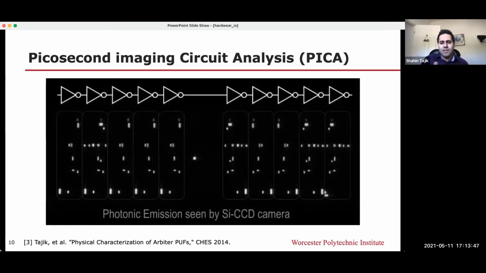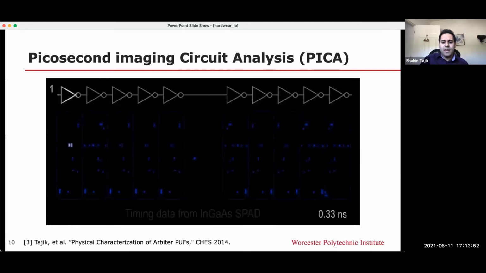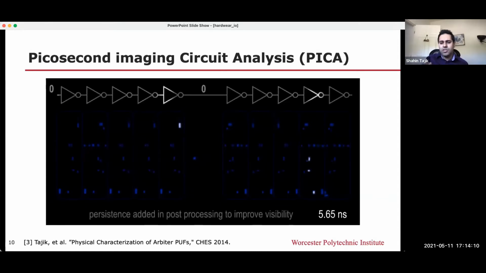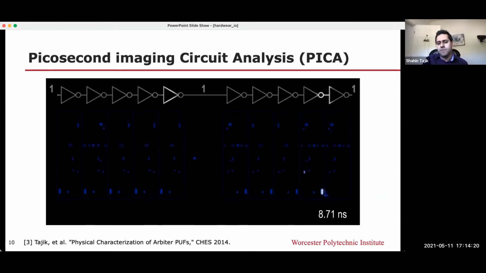So this is again an inverter chain with 10 inverters, and it is implemented on a Max 5 CPLD. And you see, by having a temporal photon emission capability, you can basically create a video, which is called picosecond imaging circuit analysis. You can follow how the signal is actually getting propagated over the chip. And again, each spot that you see in this video is a single transistor, either PMOS or NMOS, which are showing up. And each frame of this video is 10 picoseconds.